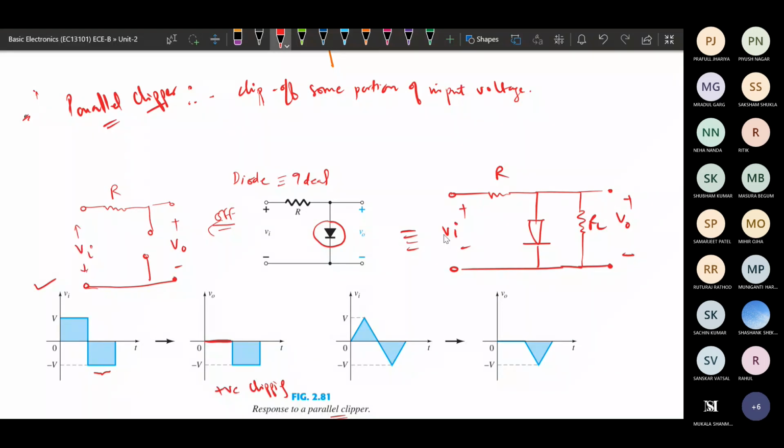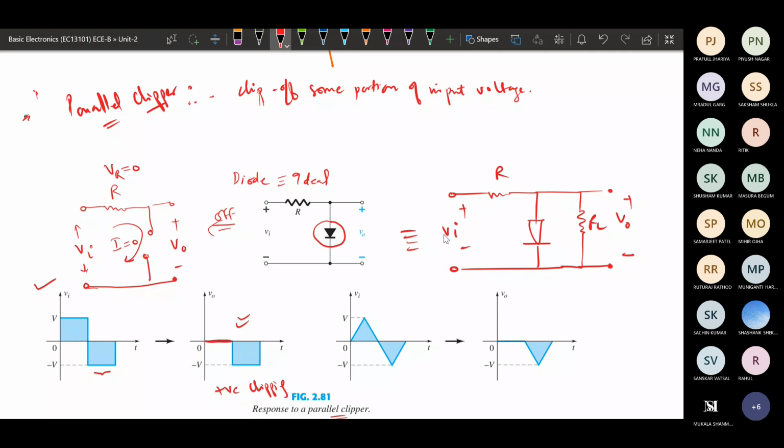If it is open, the current flowing will be 0. There will be no current flowing, which means the voltage drop across this resistor will also be 0. That's why whatever input voltage we are applying, the same input voltage will appear at the output. From there we can see that we are clipping the positive portion of the waveform. The positive portion of the waveform is being clipped off. In the negative half, we get the same input voltage that we are applying.